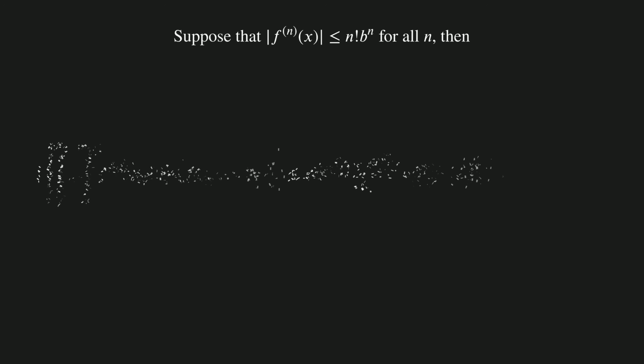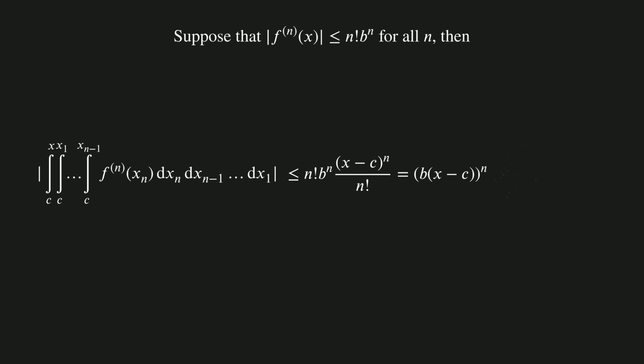If the absolute value of the nth derivative of f at x is less than n factorial times b to the power of n, then something interesting happens. The absolute value of the error will be less than b times x minus c to the power of n. And this can still converge to 0, but only when the absolute value of b times x minus c is less than 1. In this case, the error goes to 0 only for values of x which are within a radius 1 over b of c.